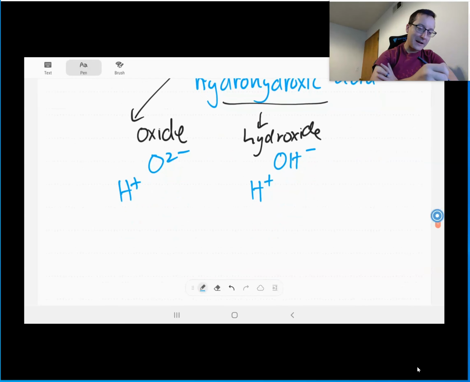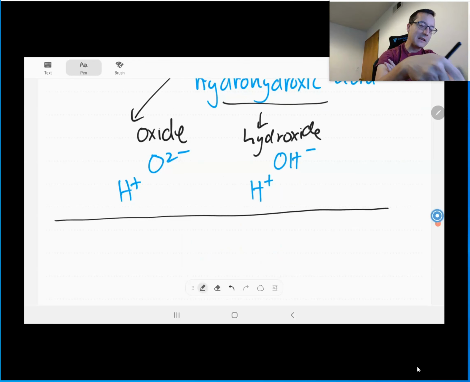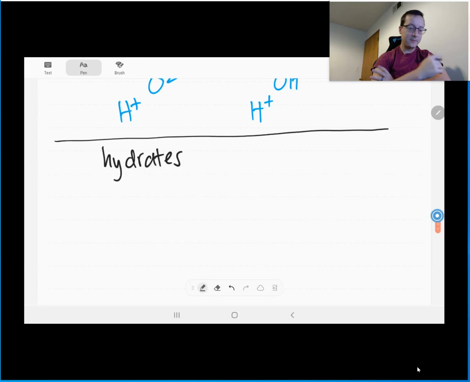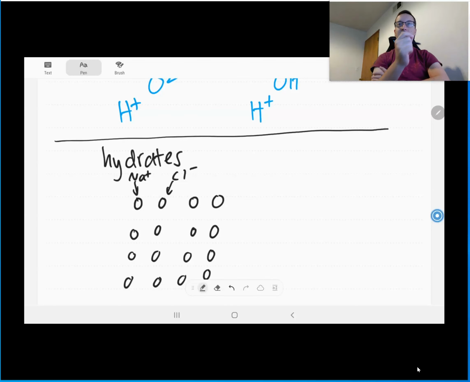Okay, cool. Enough dawdling. Last thing I want to talk to you guys about is hydrates. And then we're going to do some more practice. So if you remember how solids looked way back at the start of the semester, maybe this is sodium and this is chloride, and they're just alternating, right?